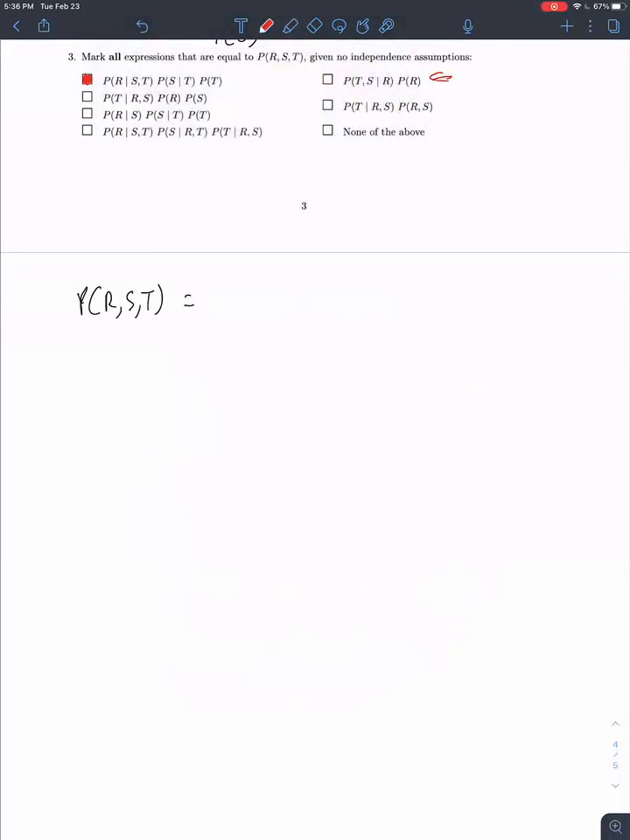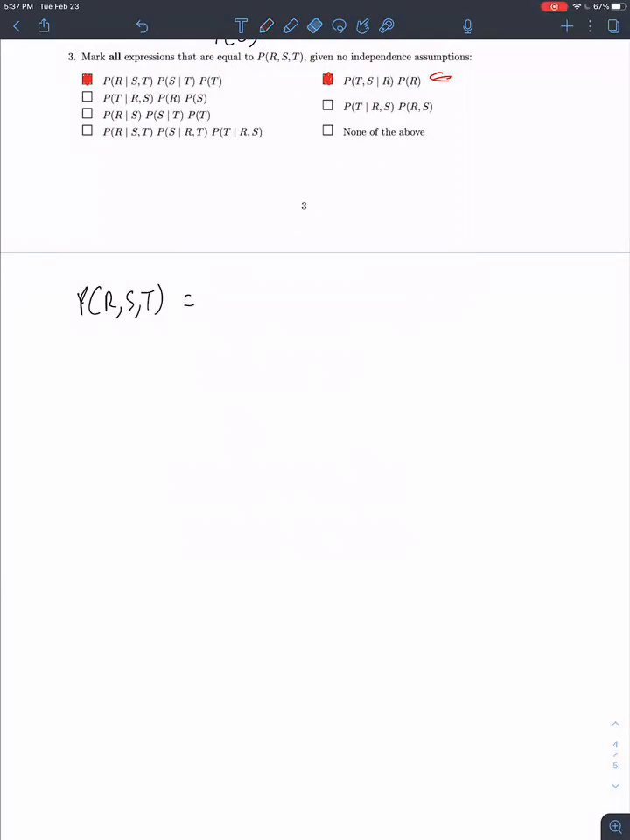But for now, we're going to leave this and go to our next question: probability of R, probability of T, and S given R. Well, you could just multiply that out, right? That's just the chain rule that always holds. So this is equal to probability of R and S and T, given no further assumptions.